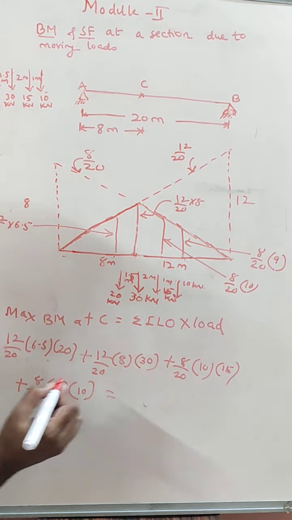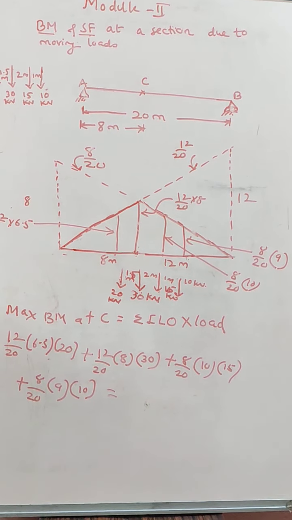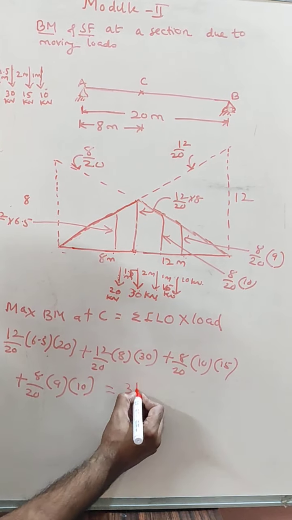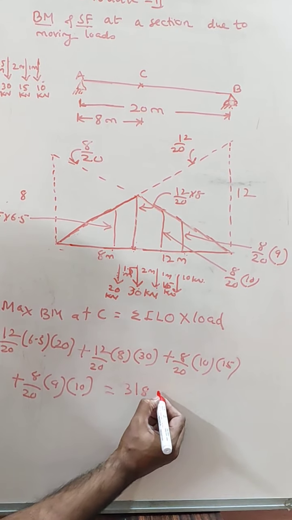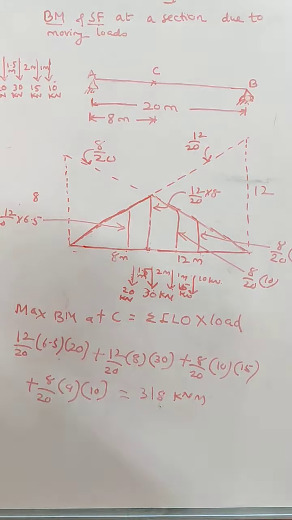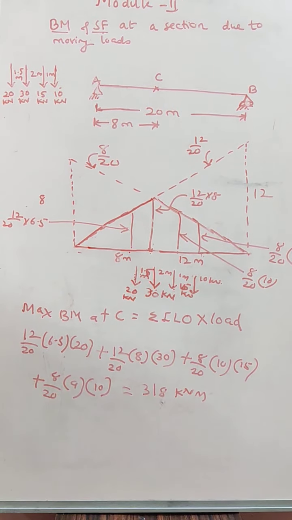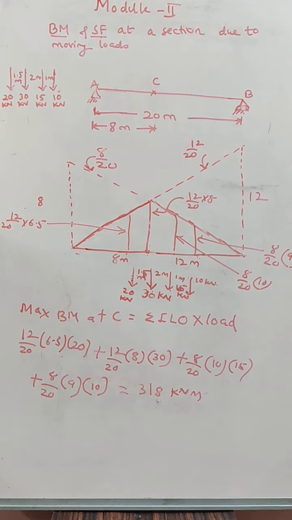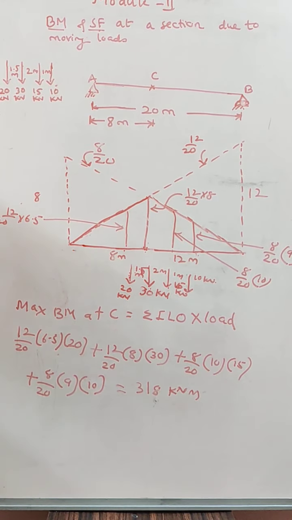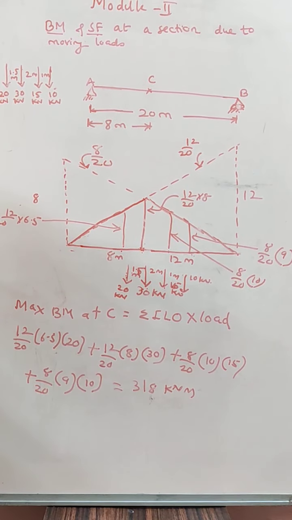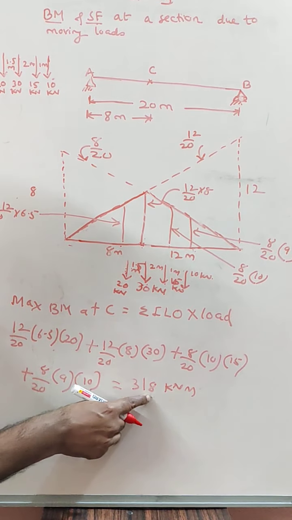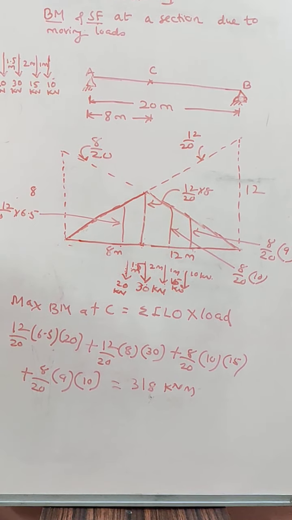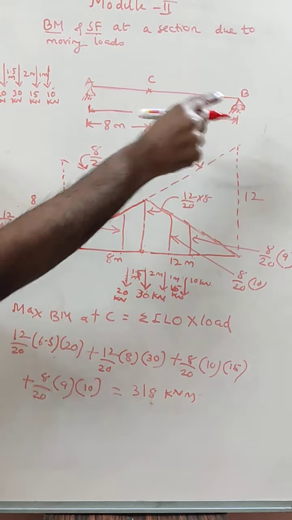So do the calculations. So this is how the maximum bending moment at C is found out, and it comes to 318 kilonewton meter. You can do the calculation and check. 318 kilonewton meter. So this is trial 1. We cannot say that this is the only correct value. This is one trial. Now we need to get at least one more trial and see whether we can get a bending moment greater than this. If it is lesser than this, then we can conclude that this is the maximum bending moment at C when the loads move from A to B.